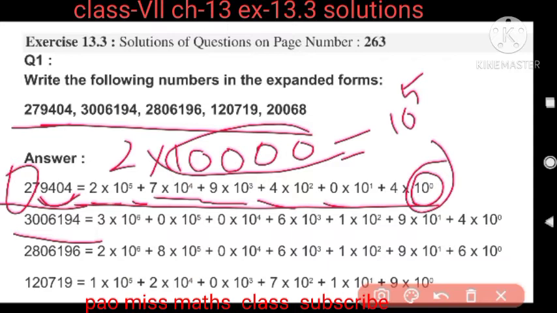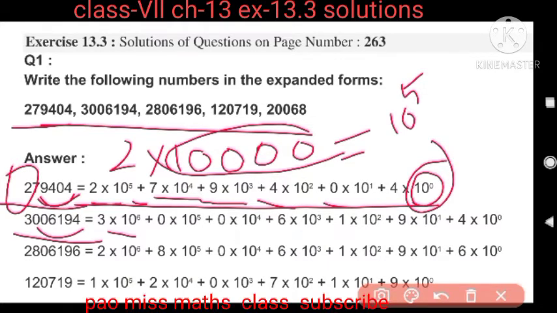Next one is given 3006194, isn't it? So what is the first digit here? First digit is 3, isn't it? Now 3 multiply with, after 3 how many digits are left? After 3 there are 6 digits, isn't it? So what you will write? 10 to the power 6. Very simple. Only you will count the digits and you will write in the power notation. So 3 multiply with 10 to the power 6.